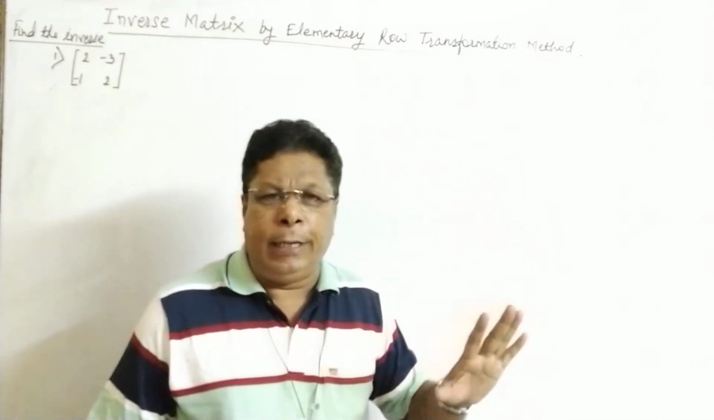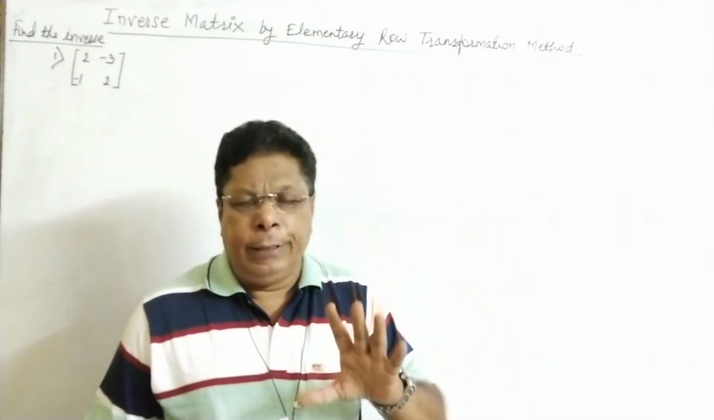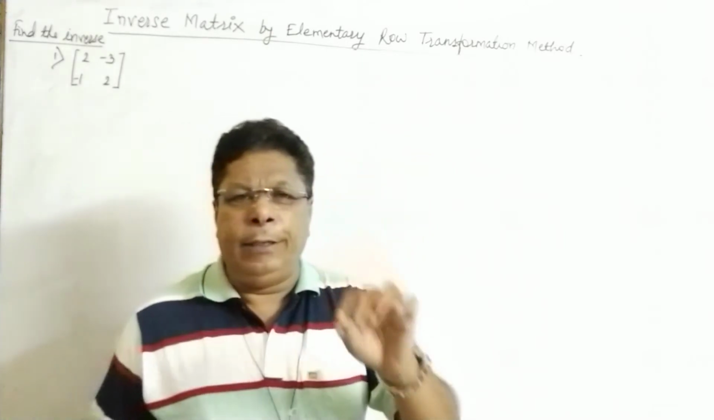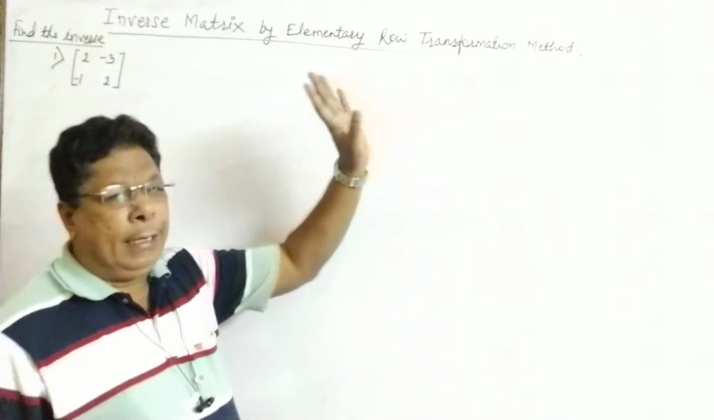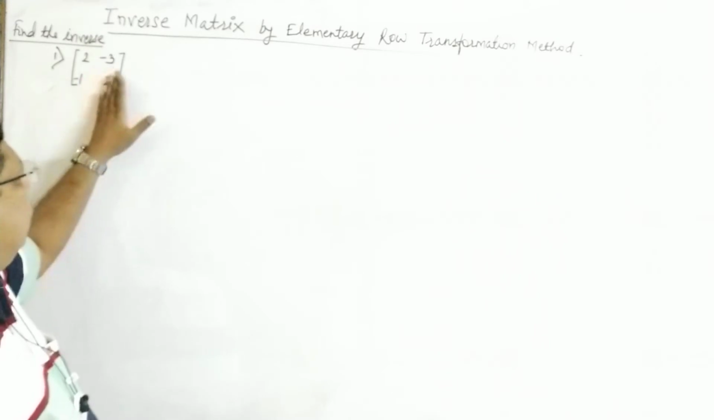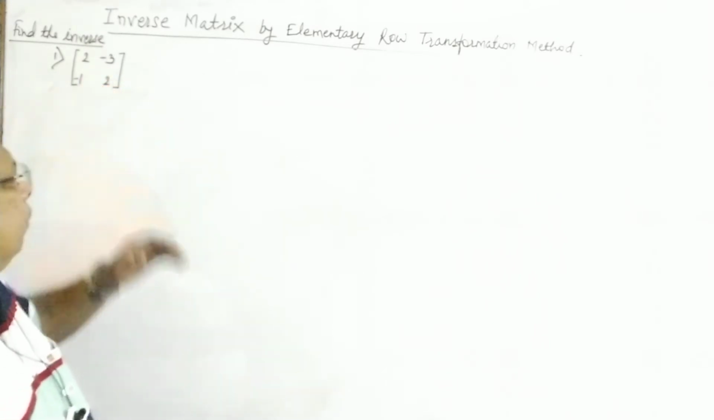एग्जाम में ऐसा क्वेश्चन नहीं आता कि रो से सॉल्व करो या कॉलम से. We can use any one. Here we are using the row transformation method. Question is, find the inverse of the following matrix by using elementary transformation method. The matrix is 2 minus 3 minus 1 2. We have to find the inverse of this matrix.